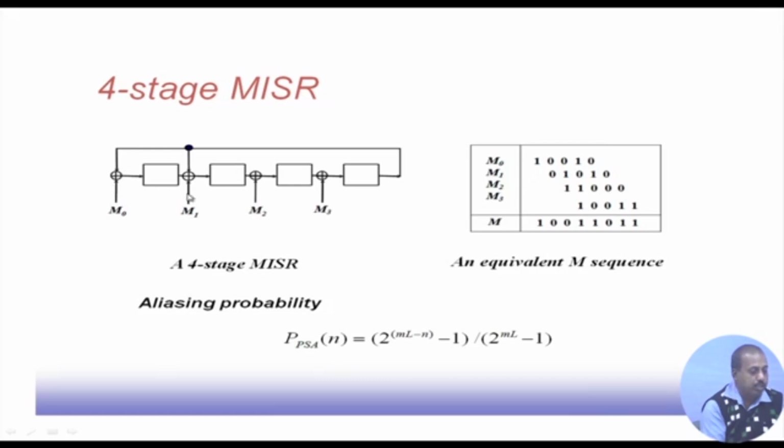So, for this equivalent 4 stage MISR, when we apply M0, M1, M2, M3, they are applied in a time shifted fashion, and this is the resultant polynomial M. The previous M(x) that we were talking about becomes the equivalent M sequence, and the aliasing probability is given by this expression.